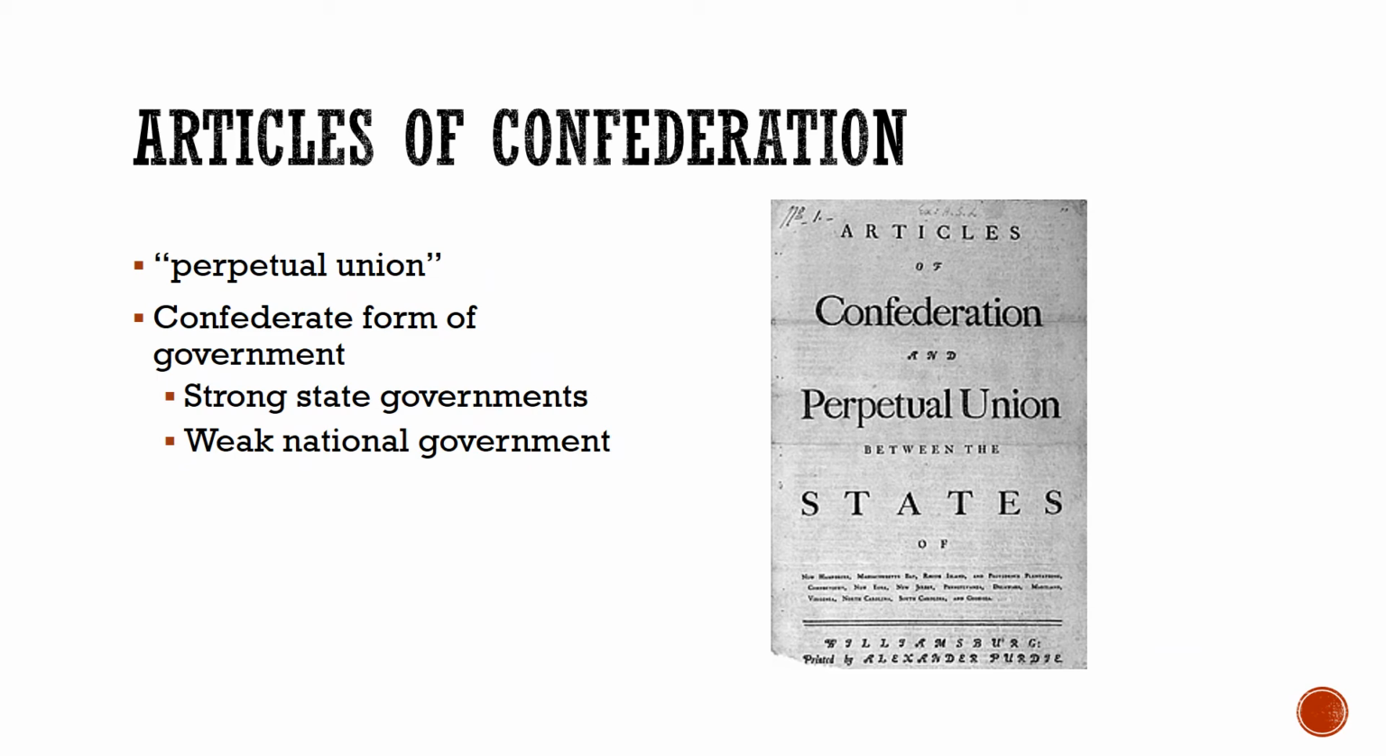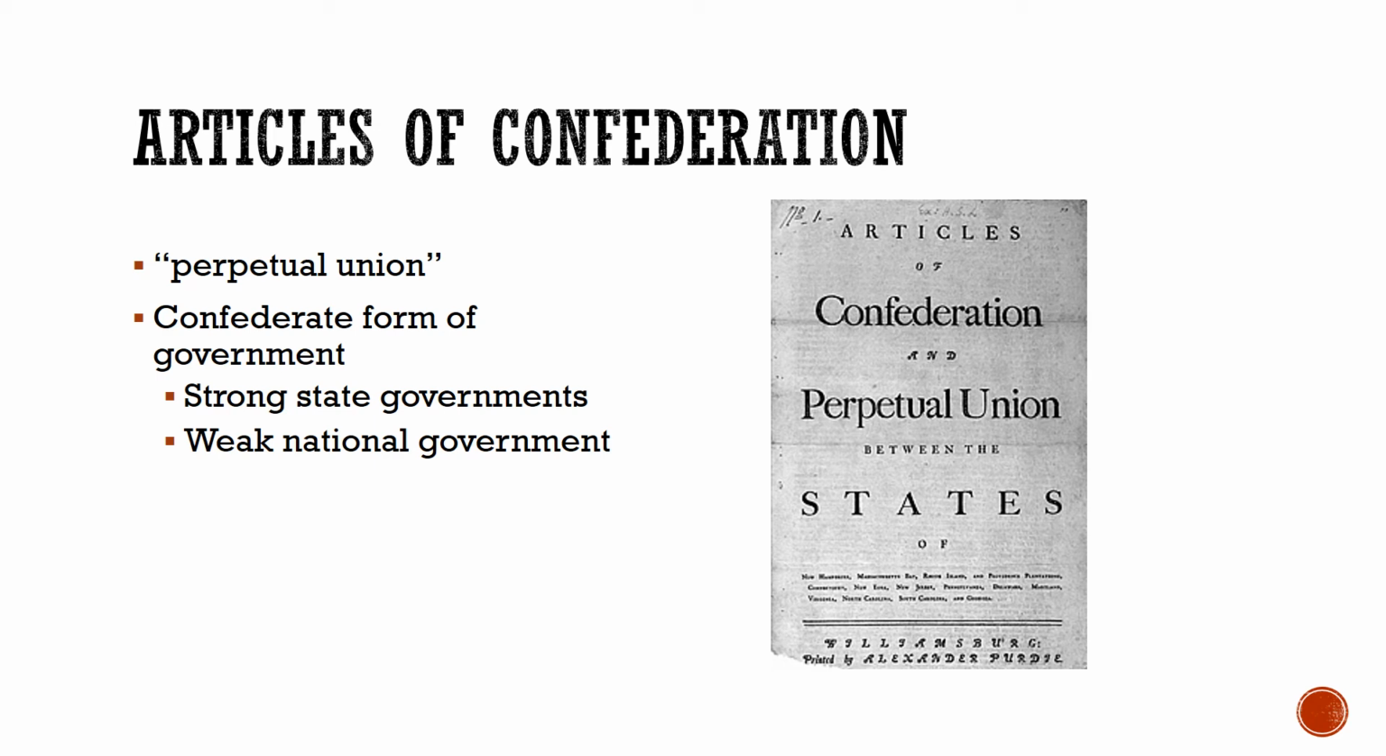That question is actually answered in the Articles of Confederation. So in November of 1777, we are going to have the Second Continental Congress draft the first government of the United States of America, one nation. They called it a perpetual union. Take a look at the title here. Articles of Confederation and Perpetual Union between the states of, and they're all listed there.